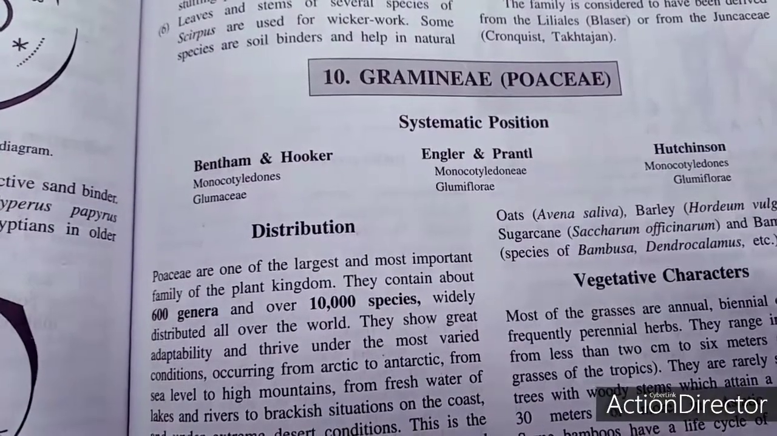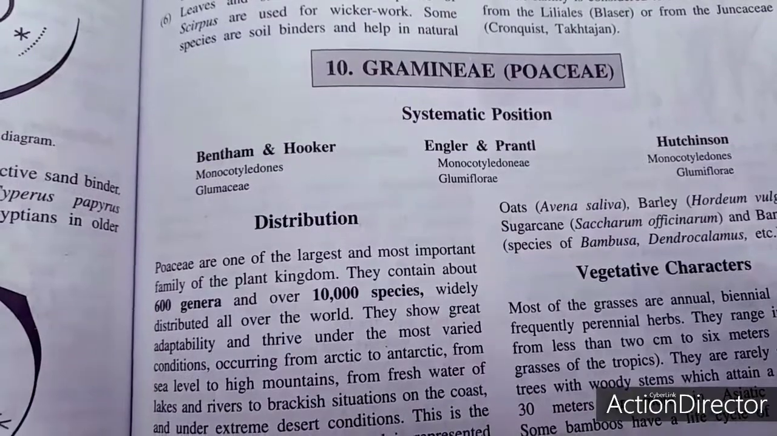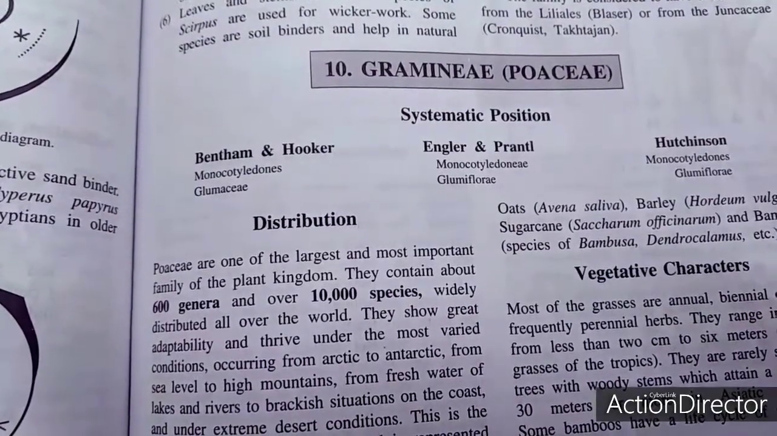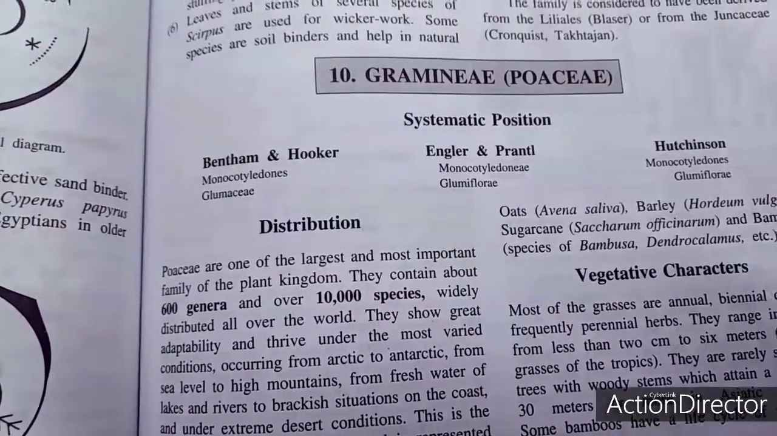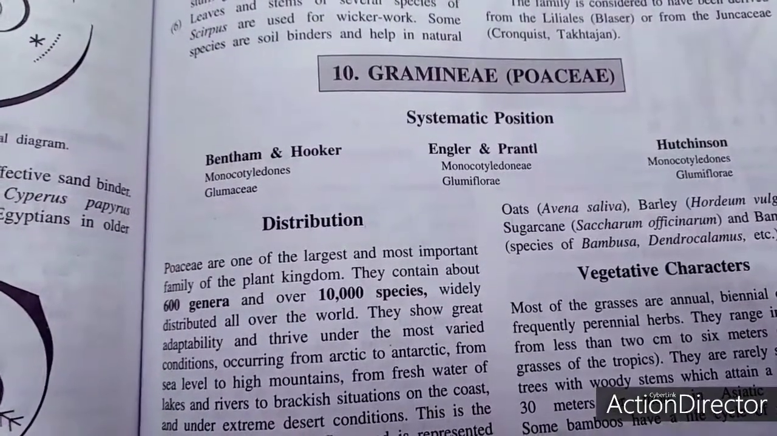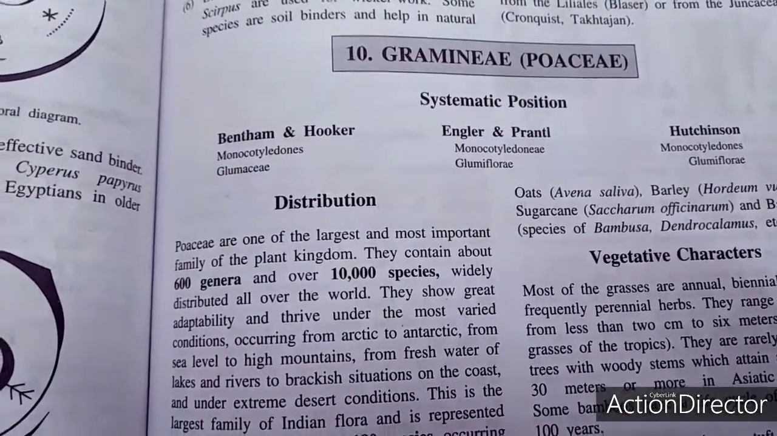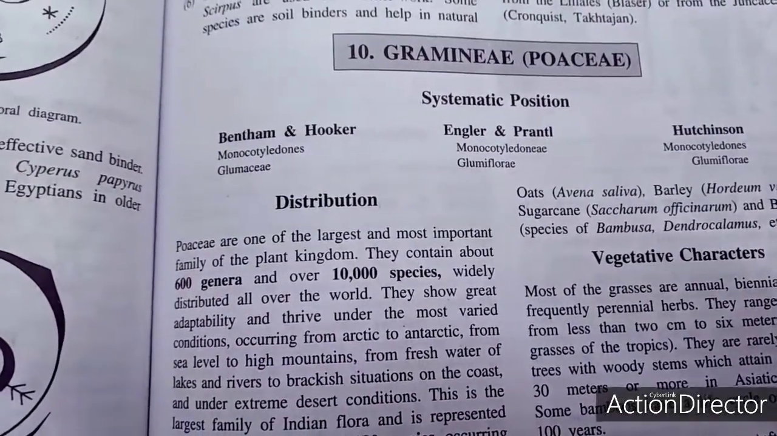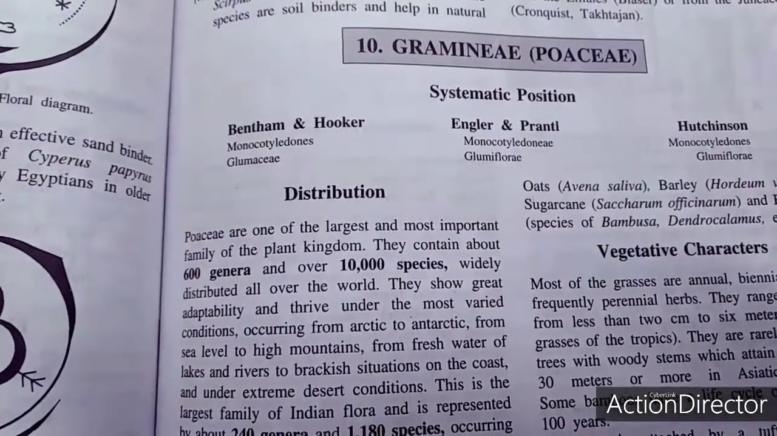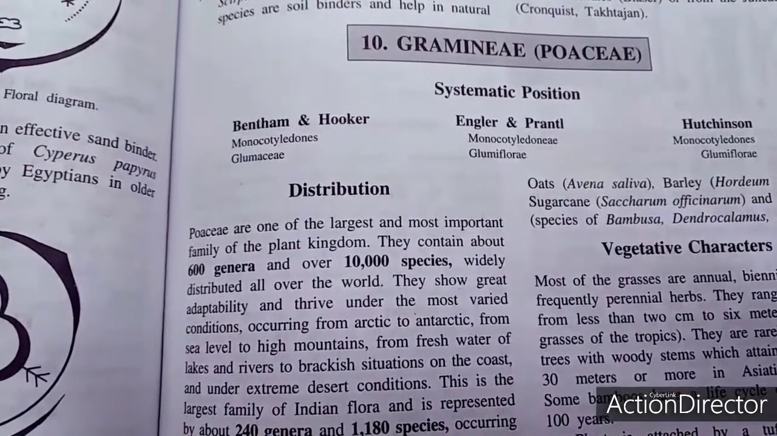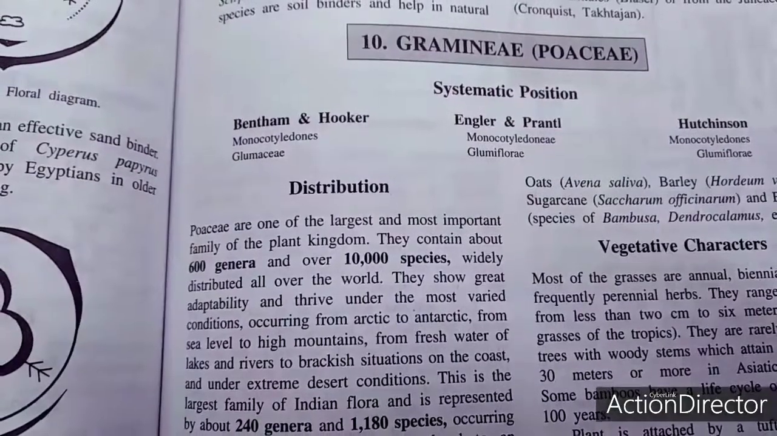They occur under every type of condition, from the Arctic to Antarctica, from sea level to high mountains, from freshwater lakes and rivers to the saline situations on the coast, and under extreme desert conditions this family can also be recognized. In Indian flora, the Poaceae is represented by 240 genera and 1,180 species, occurring throughout the country and from sea level to 6,000 meters height in the Himalaya.